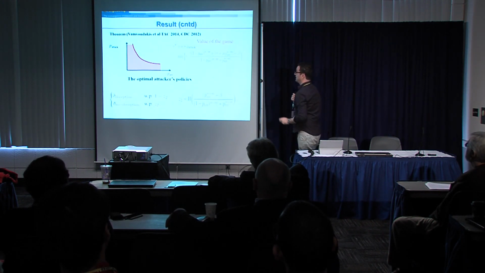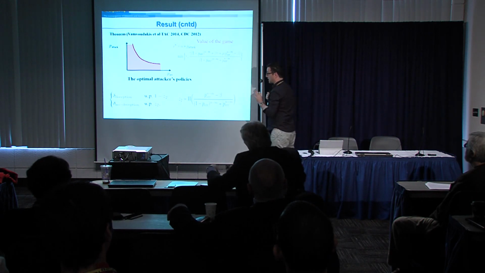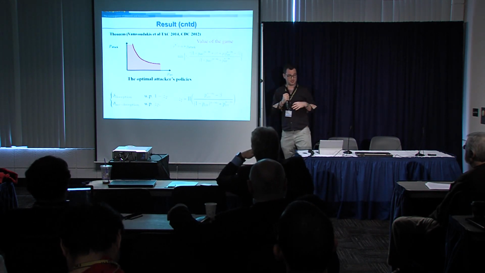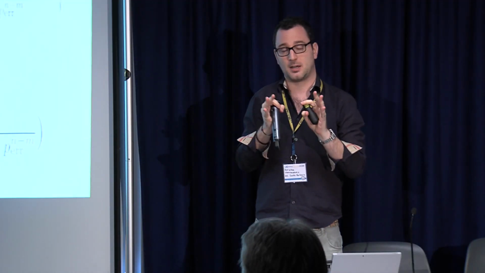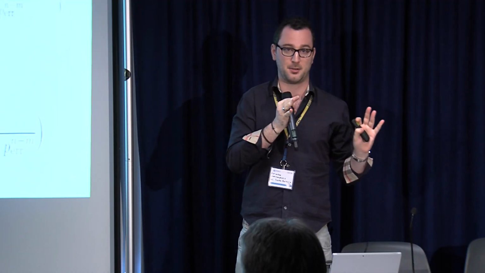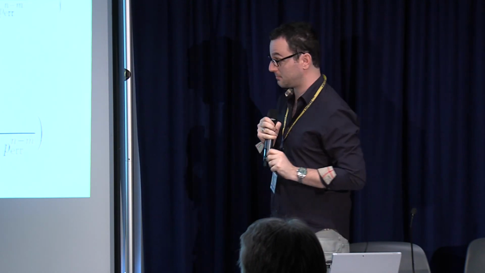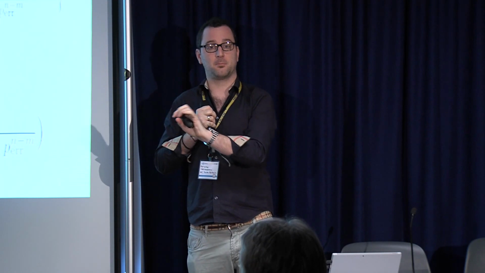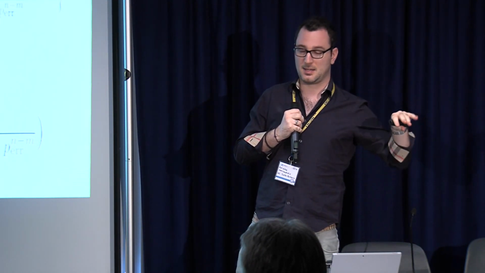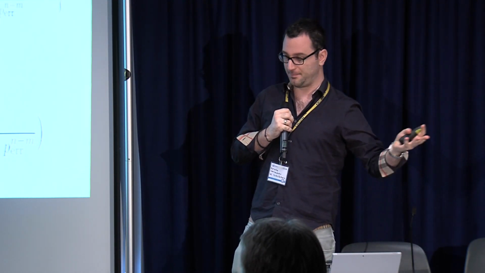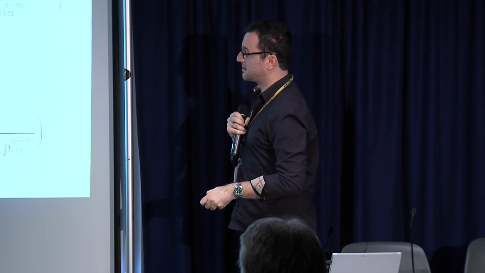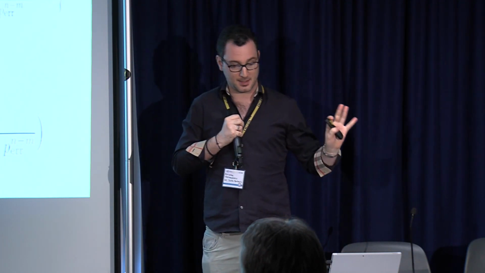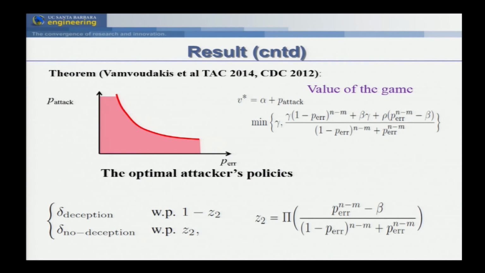And the optimal attacker's policy has two policies, the deception or the no deception. For the deception, because the attacker knows the correct value, he knows x, if x is equal to 0, he will manipulate the readings such that the defender is likely to report 1. And the no deception is the opposite, because remember, the attacker wants to confuse us, and sometimes he puts the correct value.